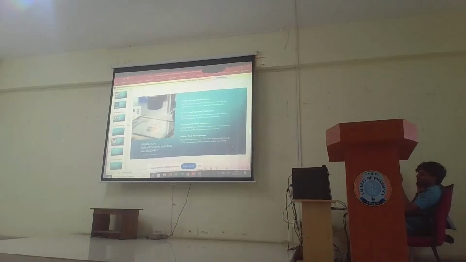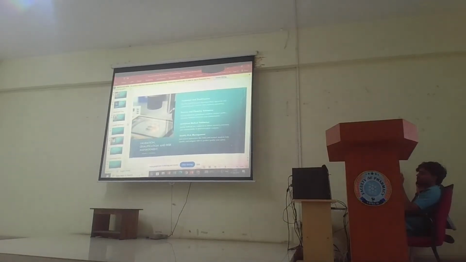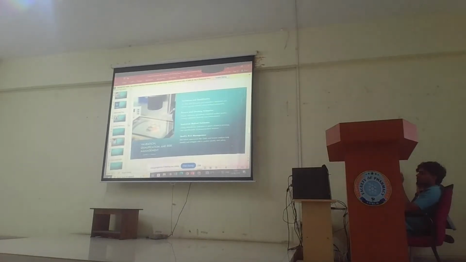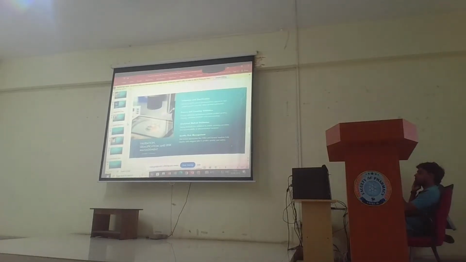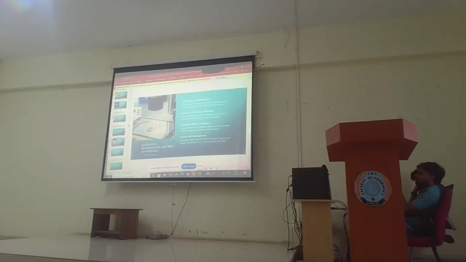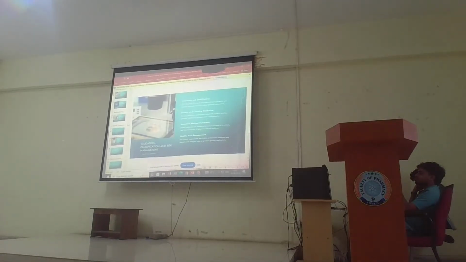These are the equipment qualifications, the different stages: design qualification, installation qualification, operational qualification, and performance qualification. After satisfactory performance qualification, the equipment is handed over to production for routine use. After satisfactory qualification, we go for the process validation.